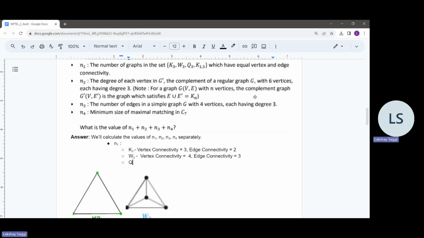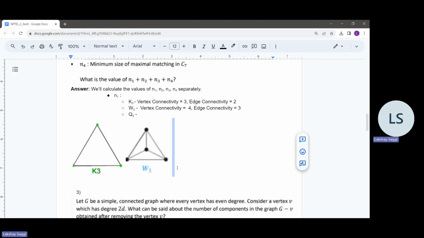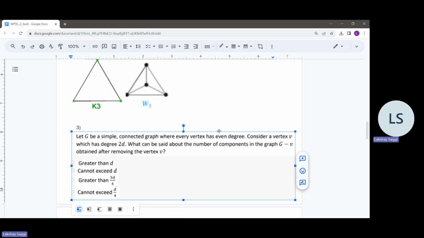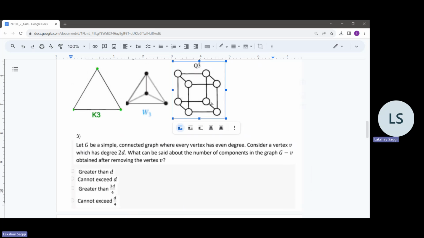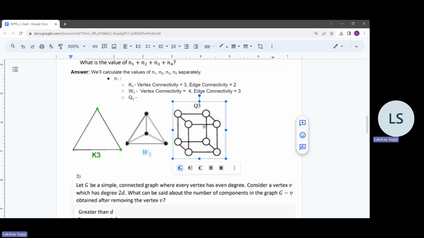Okay, then we just go to Q3. So what's Q3? Q3 is again a graph which is called a cube graph. I'll show you what a Q3 is. Okay, so this is what is called a Q3 graph. It has 8 vertices, and you can see this forms a cube. That's why it's called a Q3. Even though Q starts with a C, not a Q, the C symbol is used for a cycle, so that's why they start this with a Q.